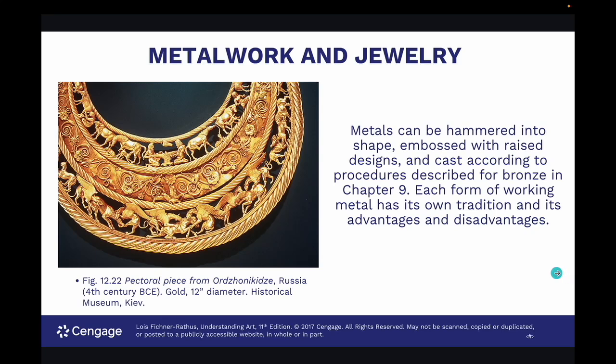Metal can be hammered into shape, embossed with raised designs, and cast according to some of those procedures that we talked about earlier. Each form of working with metal has its own tradition and its advantages and disadvantages. This is a pectoral piece. It was designed to be placed on the chest of someone who has passed away, so a burial piece. And you can see that it has some very beautiful, intricate designs on it, as well as some sculptural, figurative imagery.